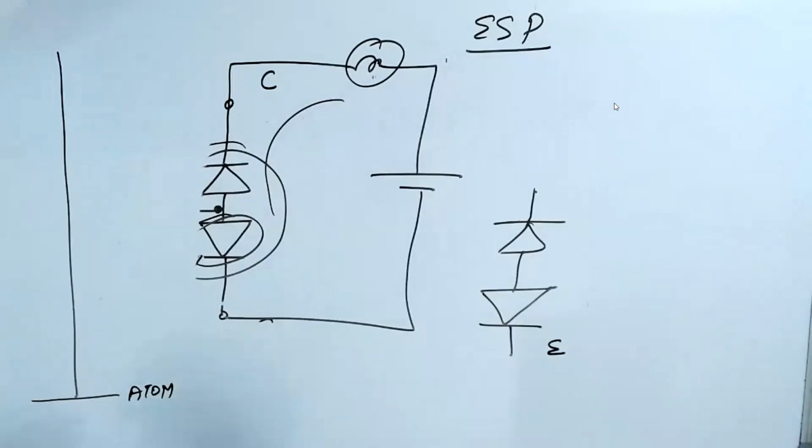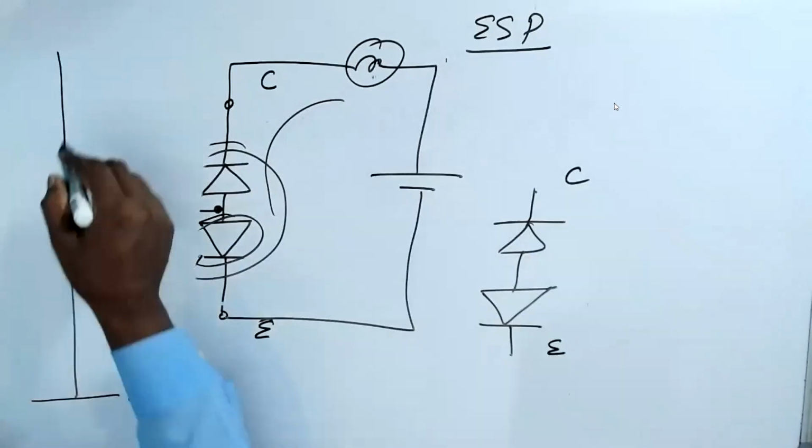Sorry, that's emitter. This is emitter and collector. Thanks. So this is the abstraction. You are here.